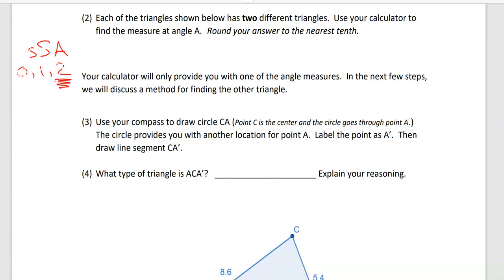What we're going to focus on is, okay, there are two triangles, and what do they look like? Where if we have long side, short side, angle, it's always one triangle. Each of the triangles shown has two different triangles. Use your calculator to find the measure of angle A, rounding your answer to the nearest tenth. Your calculator will only provide you with one of the angle measures. Every time we've done a side-side angle problem in class, your calculator gives you one answer, and if you do the problem over and over, it is only going to give you one answer.